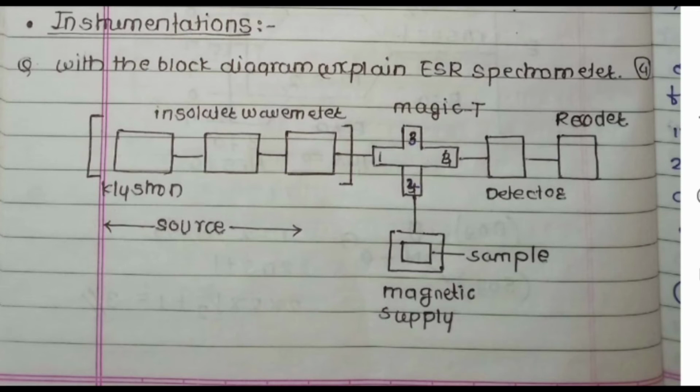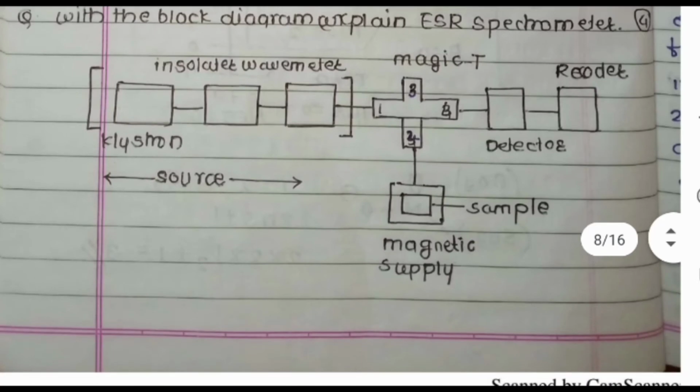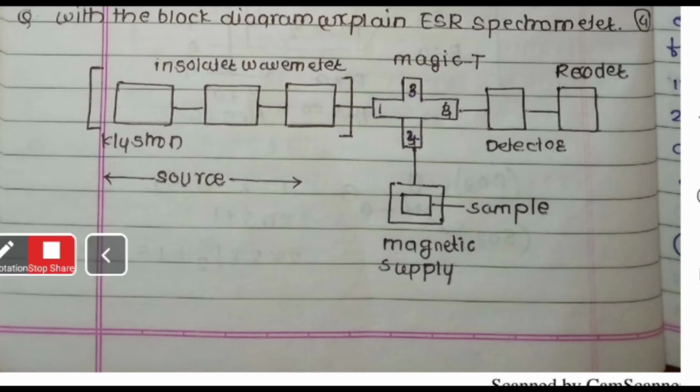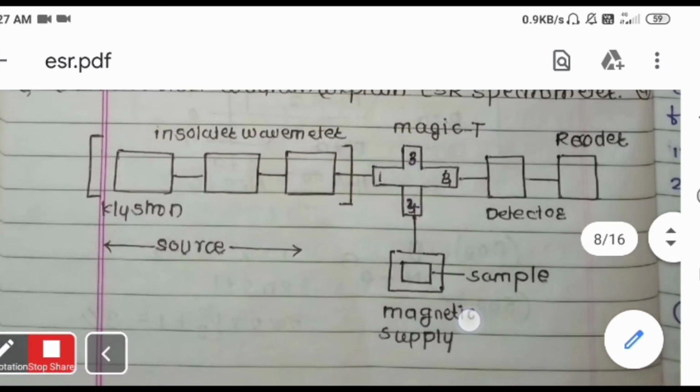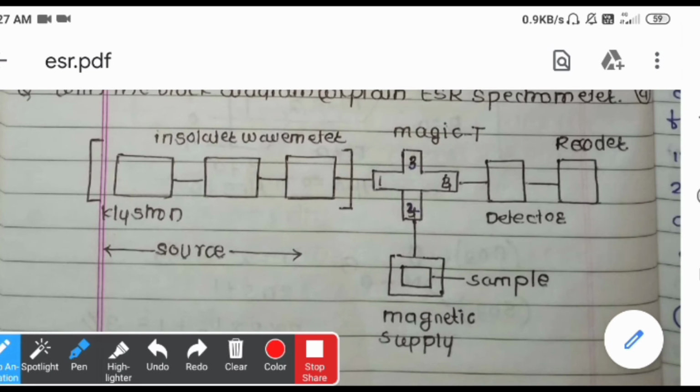A question might be asked in such a way: with a block diagram, explain the ESR spectrometer. With a block diagram, explain the ESR spectrometer. So here we need to draw just the given block diagram.